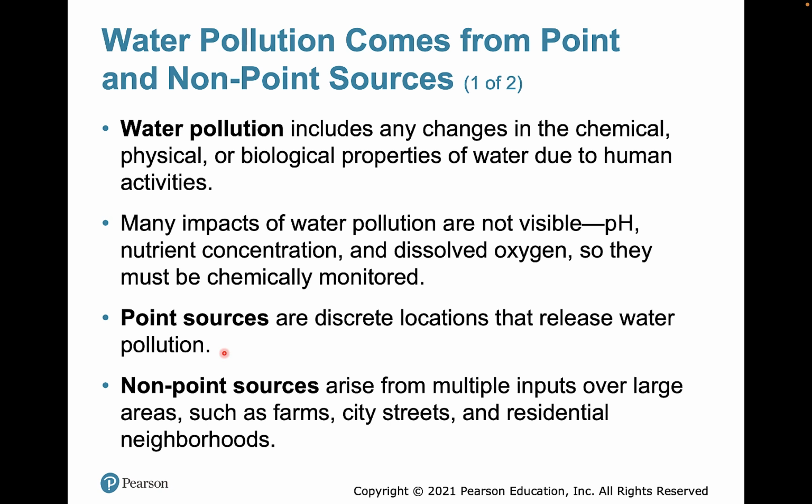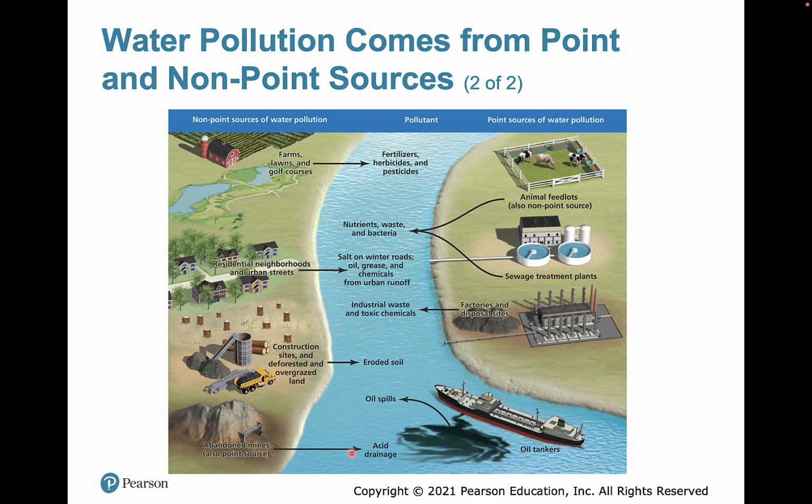These are, when we talk about air pollution, we're going to talk about these again, okay? Point source pollution is a discrete location that releases water pollution. So a pipe, an outlet, it's coming from one particular area. Non-point source arises from multiple inputs over large areas, farms, streets, neighborhoods. This is a great picture. I would like to mark this picture somehow, okay? Point source is on the right, non-point source is on the left.